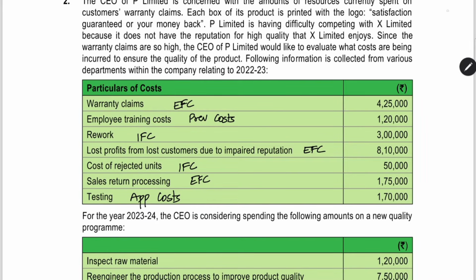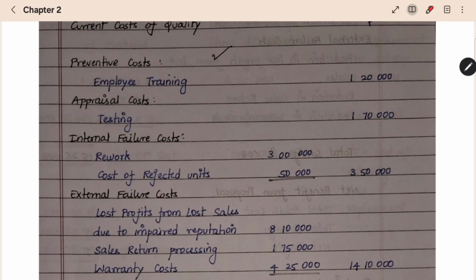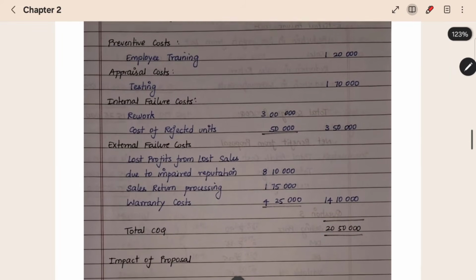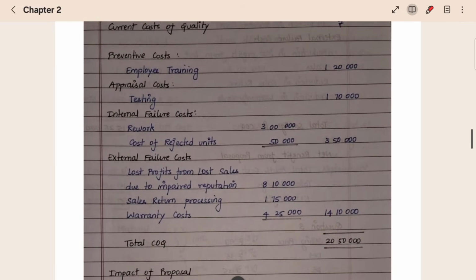Now I am going to show you the answer. Here we have given the division for preventive cost, appraisal cost, internal failure, external failure. We have to divide them and give the presentation only. The total amount will be the same, the presentation will be different. This is the cost of quality statement.